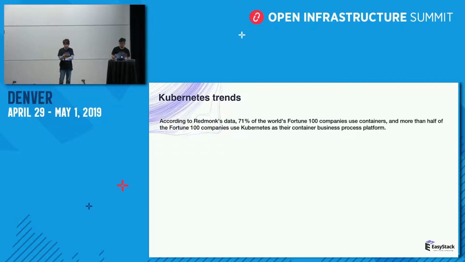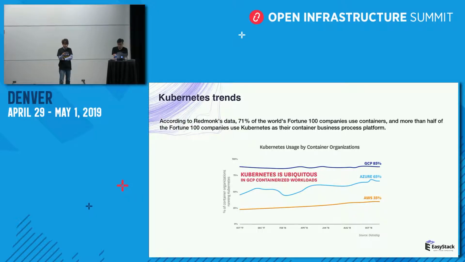On this page, I will introduce the Kubernetes trends. As we all know, Kubernetes has become one of the most popular architectures, and almost 70% of the world's Fortune 100 companies use containers, and more than half of them use Kubernetes as a container orchestration engine. This diagram shows the Kubernetes usage by container organizations such as GCP, Azure, and AWS.